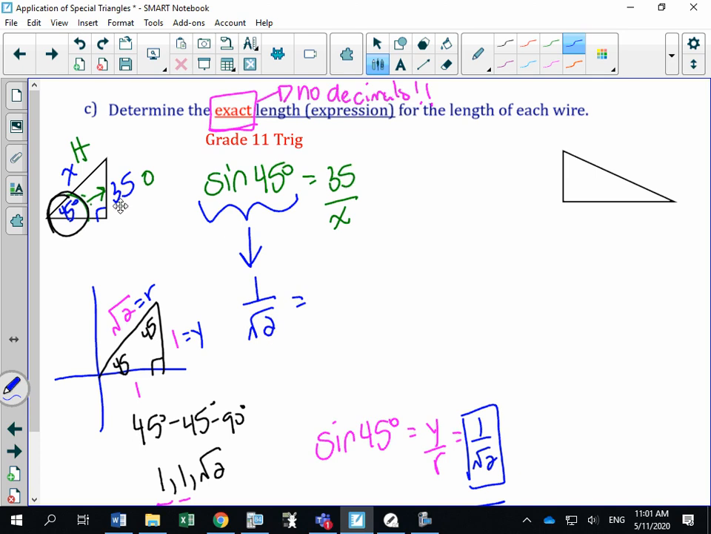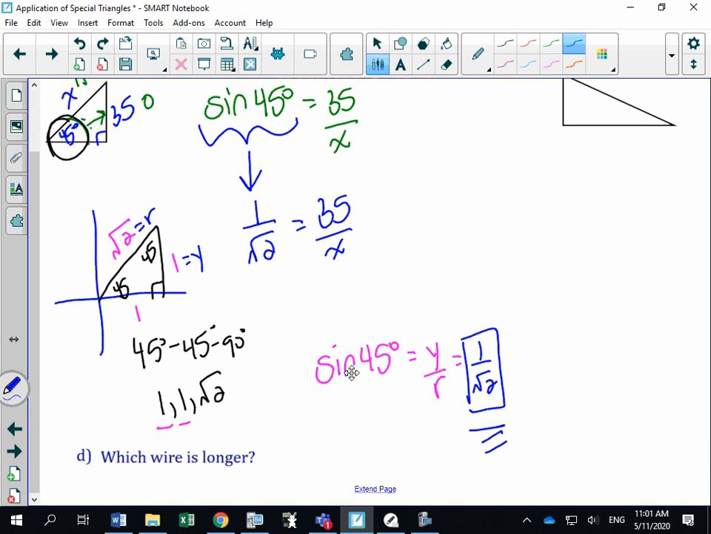And they told me that that was equal to 35 over x. So all I've done is I've taken out the sine of 45 and I've put in what exactly that would be, right? And that's equal to 35 over x. Now let's solve for x. Let's cross multiply. So x times 1 is 1x is equal to 35 times root 2 is 35 root 2. And then normally you would get rid of that number, but it's a 1. So x is equal to 35 root 2.